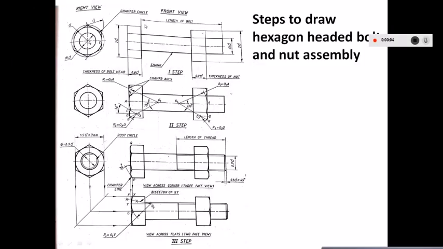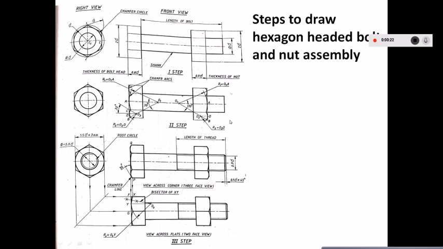Okay, welcome back to the session on threaded fasteners. Now these are the steps to draw a hexagon headed bolt and nut assembly. But in this case we don't have any washer portion here.